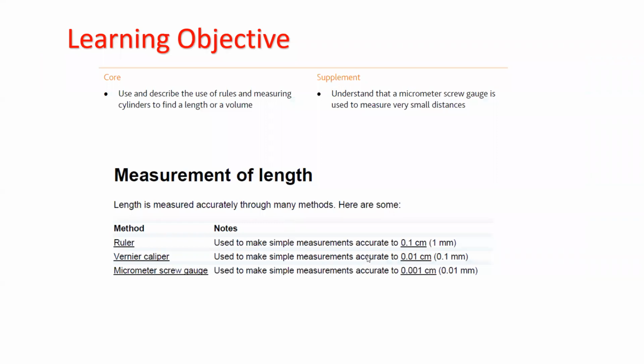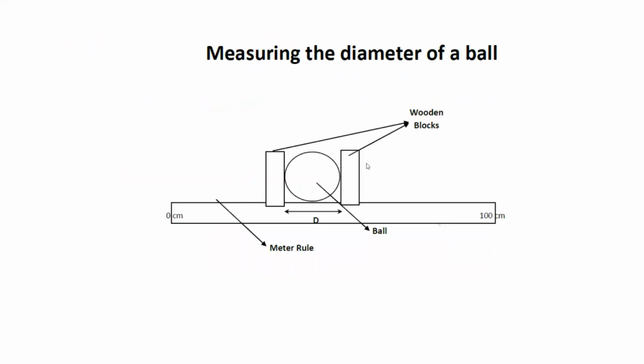And if we are measuring the length, we can use a meter rule, a measuring tape, a vernier caliper or a micrometer screw gauge. The most accurate one is a micrometer, which can measure up to 0.01 millimeter. When you're using a ruler, you should avoid a parallax error. You should always look perpendicular so that you can avoid a parallax error.